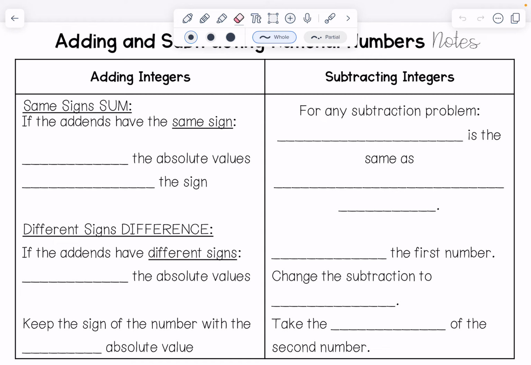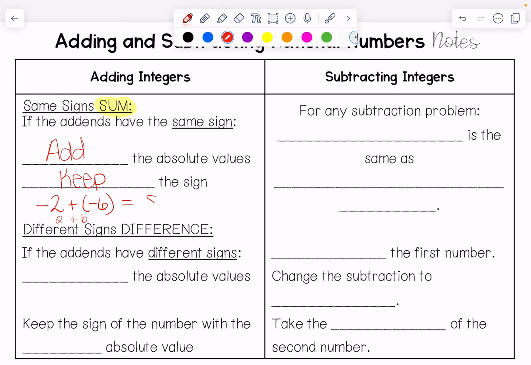So first of all, if you are adding integers, if you have same signs, think sum. So same signs, think sum. You are going to be adding their absolute values and then keeping the common sign, okay? An example of this might be -2 plus -6. I'm adding two negatives together so they have same signs. So I'm going to add their absolute values. 2 plus 6 gives me 8, and keep that common sign.